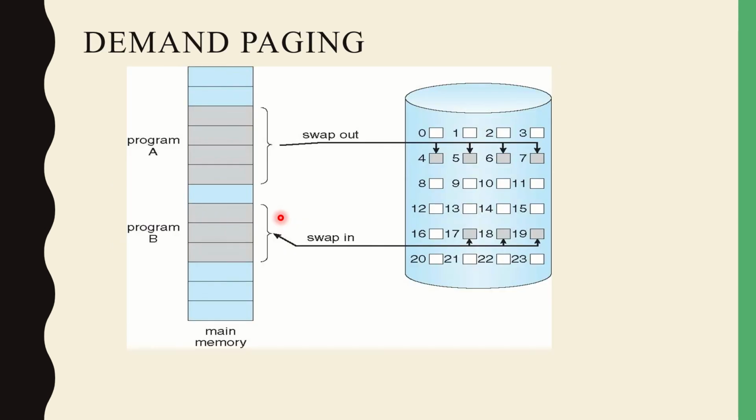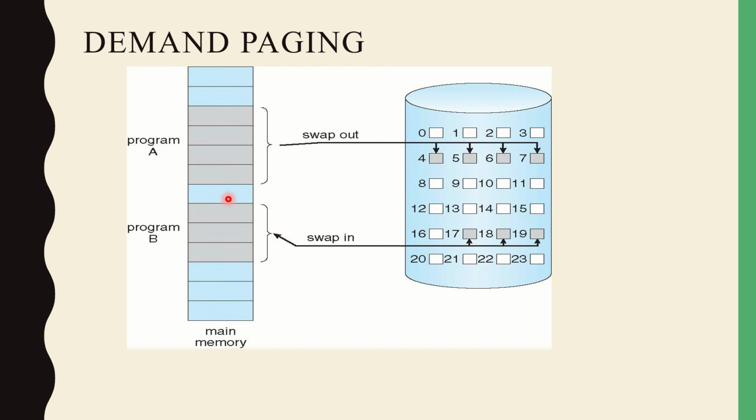I will explain how demand paging works using this figure. This is your main memory and this is your secondary storage device. In your secondary storage device you have many processes available. Your main memory is divided into different frames, and your secondary storage has different processes, and each process's logical address space is divided into different pages.